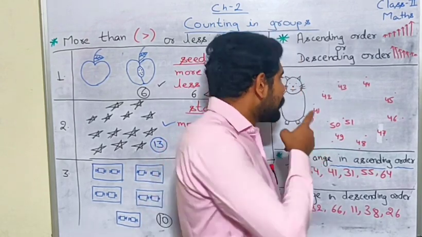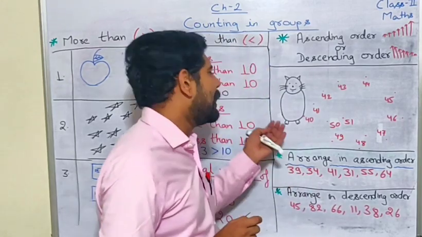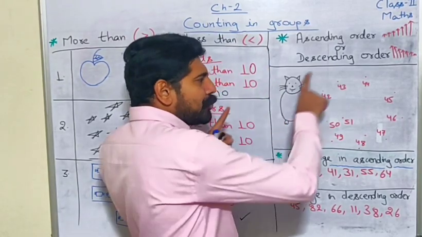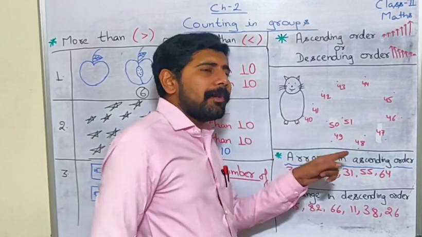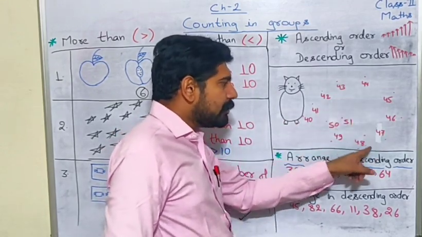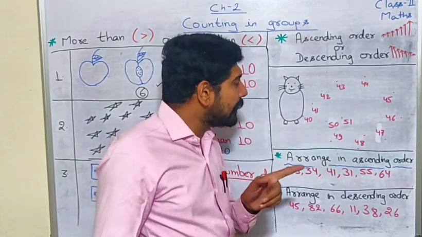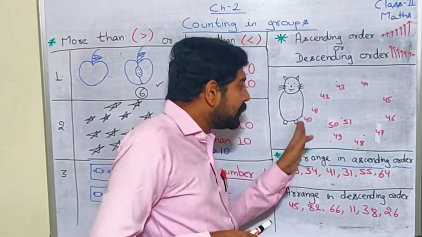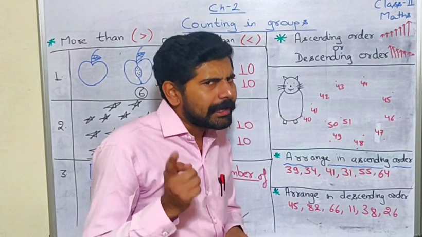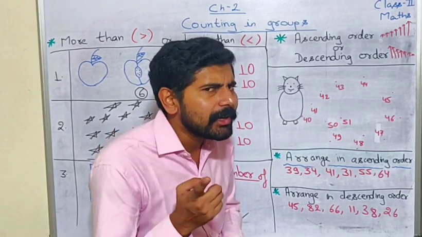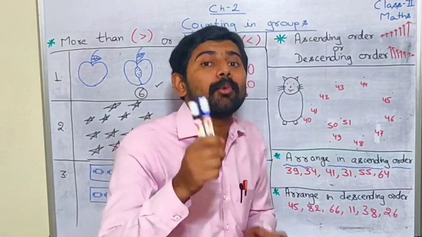Okay, let's do one small exercise. What is it? A cat is there, but this drawing is incomplete. Why? It will get completed when we join these dots written with a number. And how will we join them? We will join these dots in the ascending order. That means which number will come first in ascending order? The smallest. Okay, let's find out the smallest number.